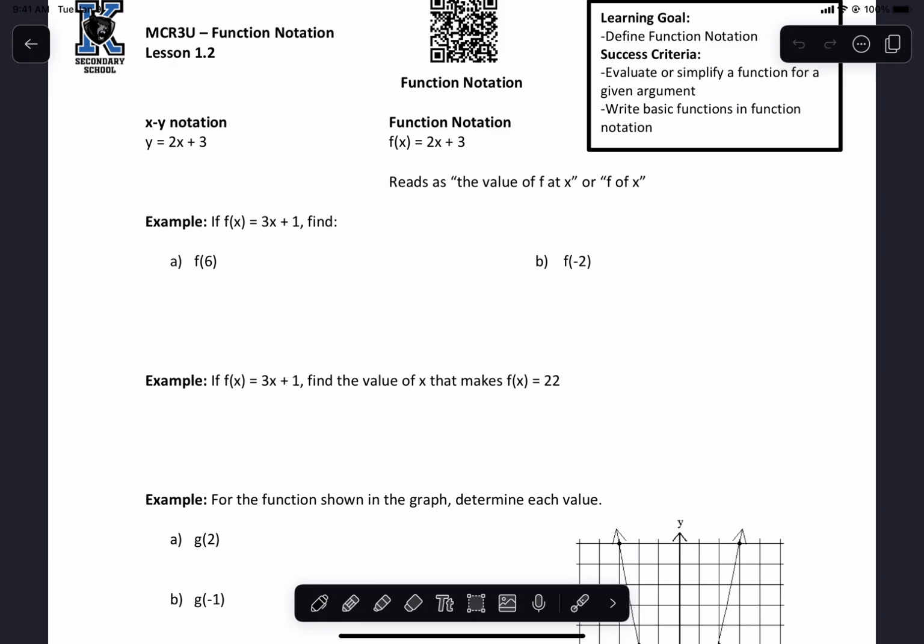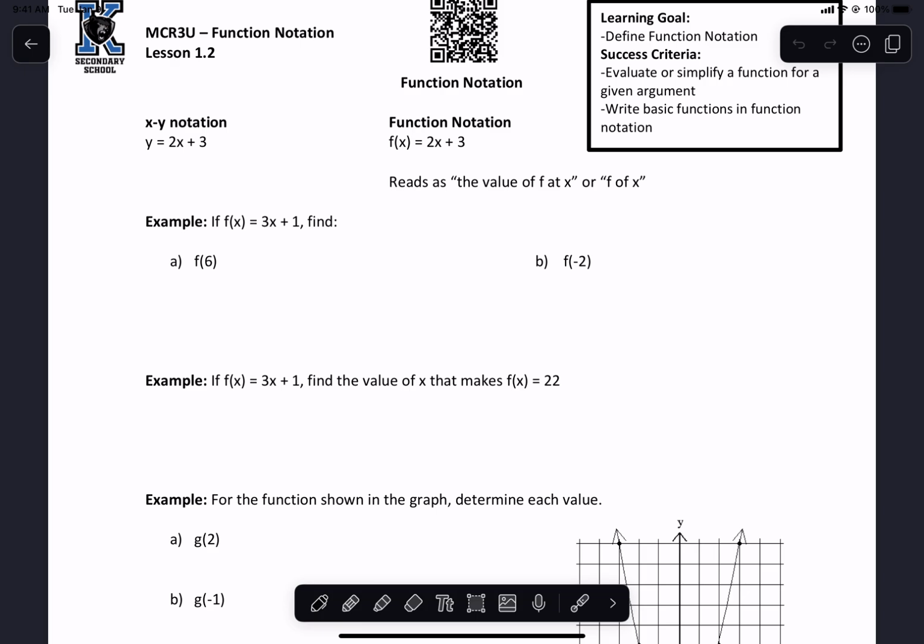So we're going to go from, on the left there at the top, the XY notation. That's typically what you've seen. And that's just y equals 2x plus 3, which is just a line. And then on the right, you can see the difference. That's function notation. We're going to talk a little bit about why we like function notation versus the XY notation as we go through this lesson.